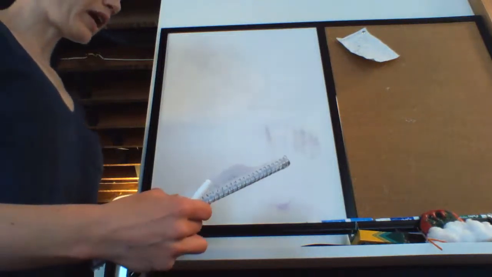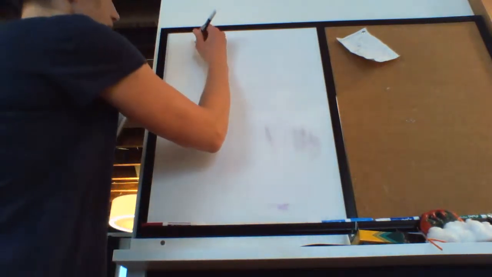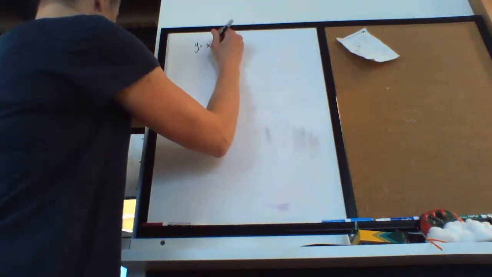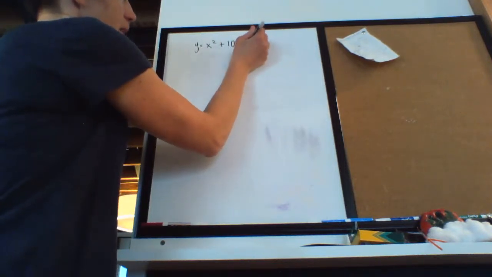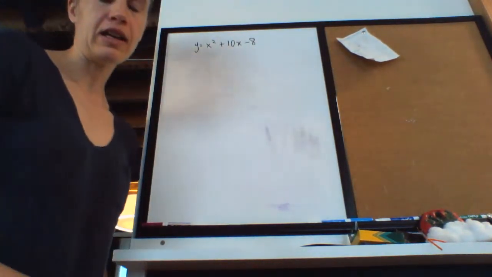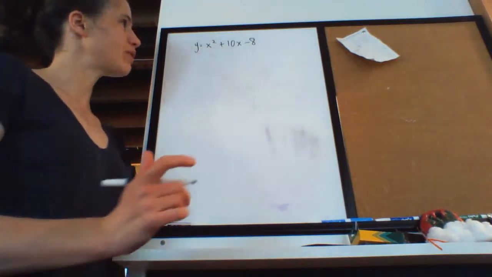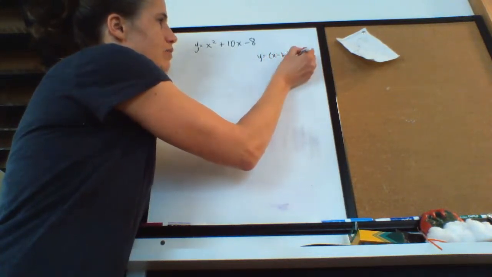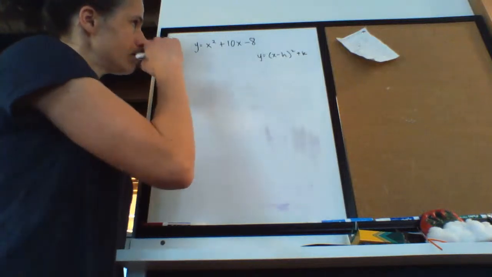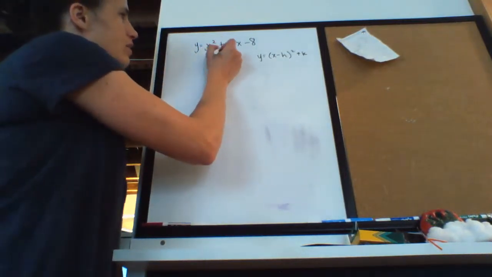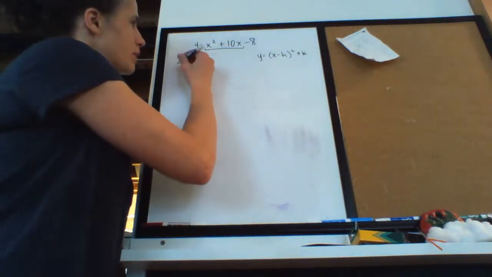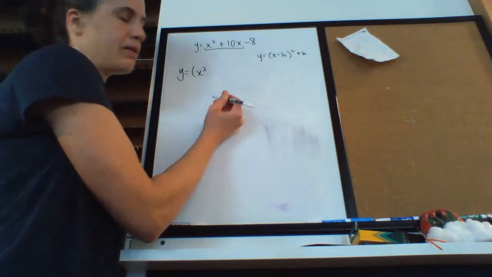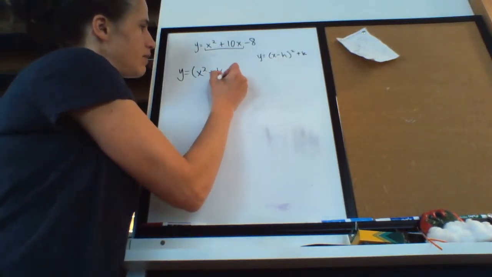All right, so first, rewrite in vertex form. Let's say we have the equation y equals x squared plus 10x minus 8, and I want to rewrite that in vertex form. If I'm going to rewrite that in vertex form, I'm going to get something that looks like this. This is vertex form. So I want to focus on these two terms to start. I'm going to write y equals x squared plus 10x.